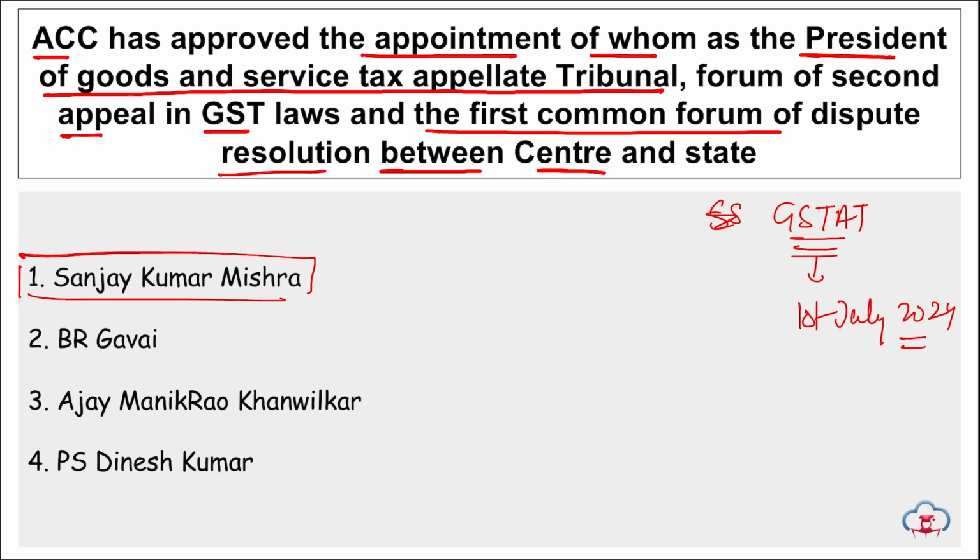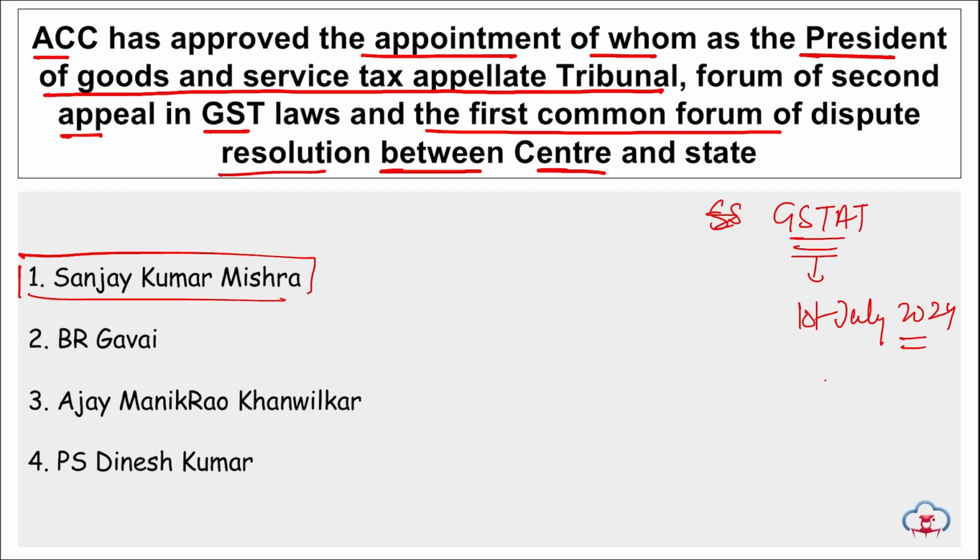Then this GSTAT, remember, will comprise one principal bench in Delhi, which will handle the interstate disputes, and 31 state benches to take up all other issues across various locations nationwide.